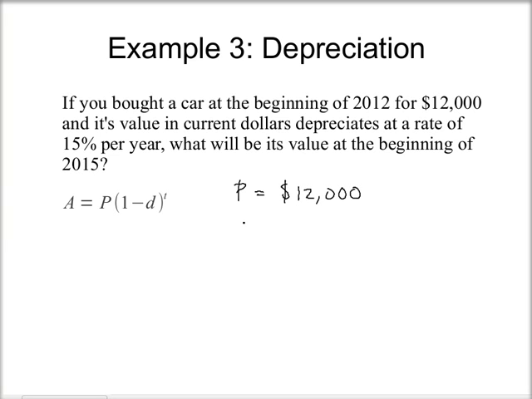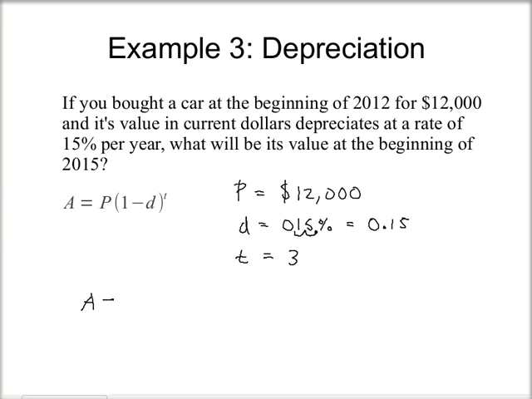The depreciation rate D is 15%, and I want to convert this to decimal form, so I move my decimal point over 2 places, and D is equal to 0.15 in decimal form. And then T is the number of years that have passed. So from the beginning of 2012 to the beginning of 2015, that's 3 years. So I want to see how much the new car has depreciated over 3 years.